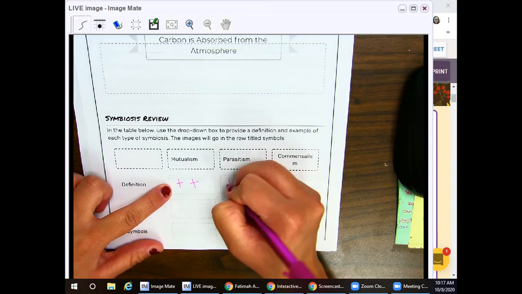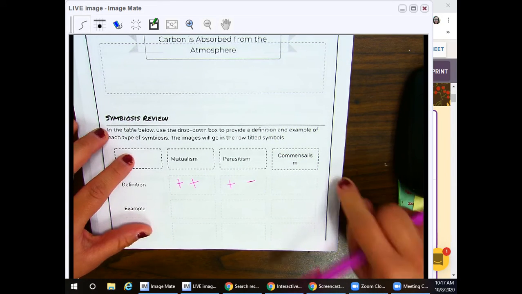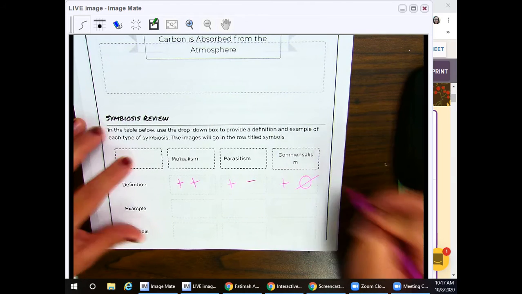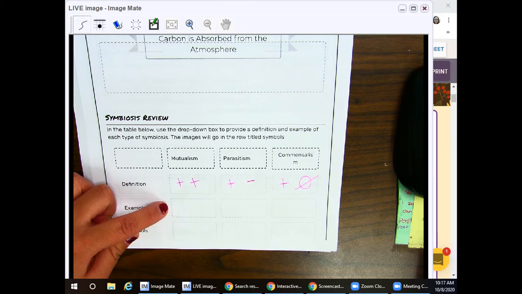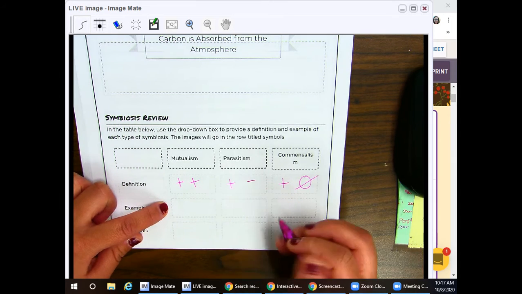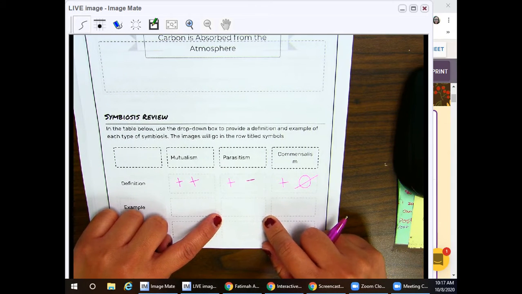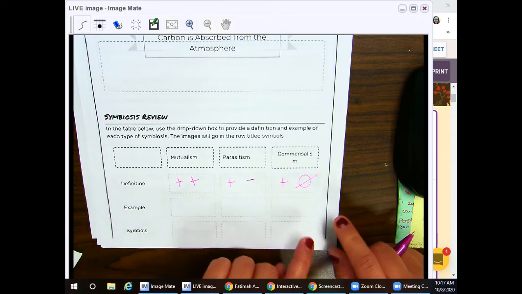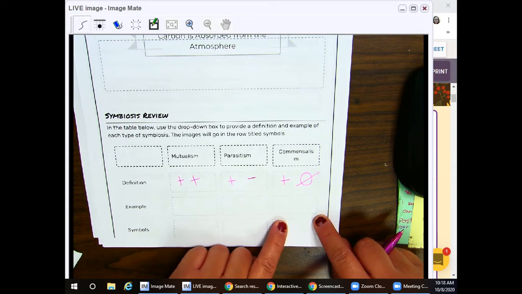Parasitism is when one benefits and the other is harmed. Commensalism is when one benefits and the other is neither helped nor harmed. An example can be birds on the buffalo that eat insects. Parasitism can be a wasp injecting its eggs into another organism. And then commensalism could be a small fish swimming under a bigger fish for protection.